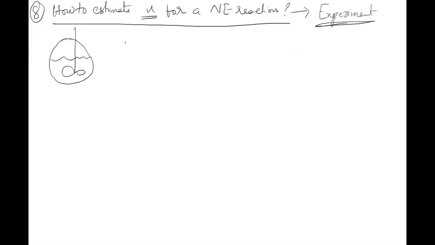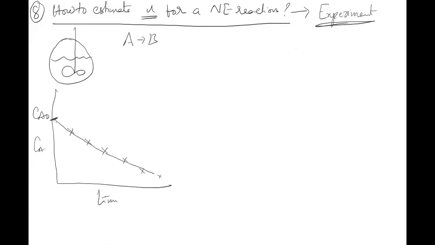Let's say if you are taking A gives B, you will load with A and then with respect to time, you will plot how the concentration of A is dropping. Your initial concentration is Ca now, and with respect to time, you will get multiple points. Let's say after half a minute, this is how my concentration drops. This is your experimental data. So this is what you will do as an experiment.